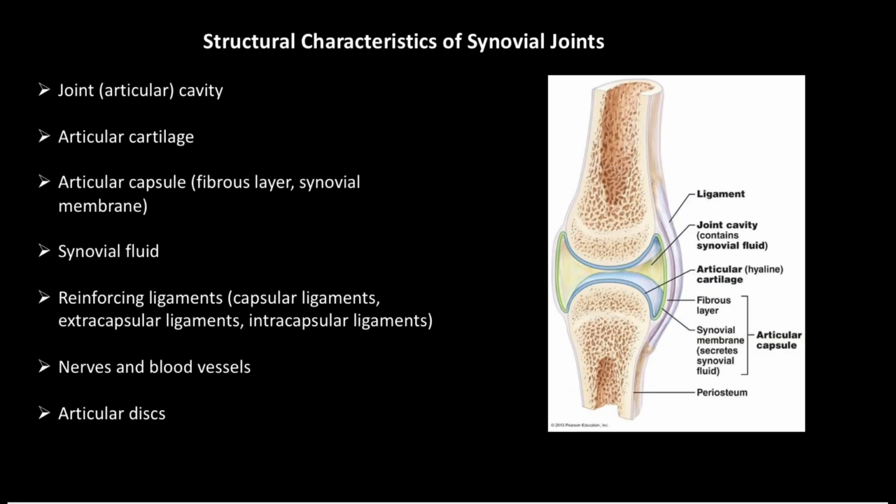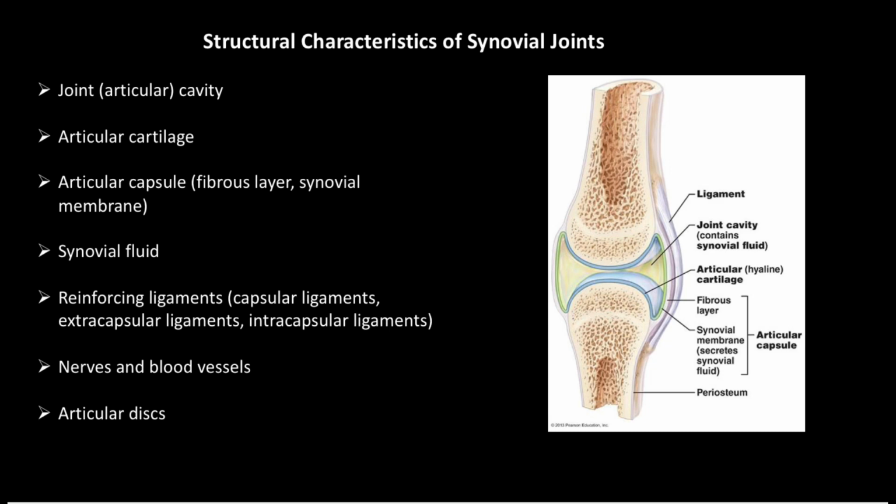Next, we will look at the structural characteristics of synovial joints. Synovial joints have a joint cavity, which is the space in between articulating bones. The joint cavity contains a small amount of synovial fluid. The articular cartilage is a type of hyaline cartilage that covers the adjoining bones.